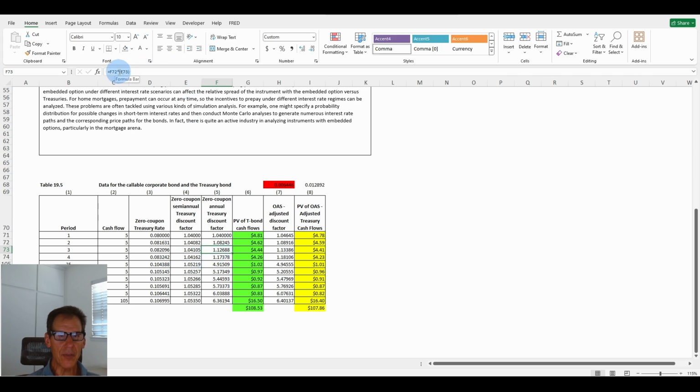We go F72 times F73. All we're doing is, remember, move back, move forward, move back, move forward. F72. So then here we go, F73 times E74. We're going here times this. Then we're finding the present value of T-bond cash flows. So we go C71 divided by F71. And that'll give us the present value of our cash flows.